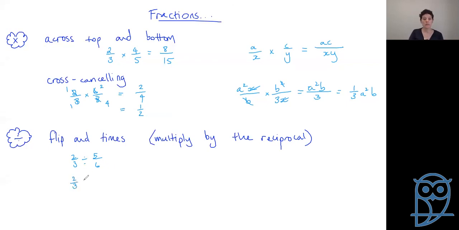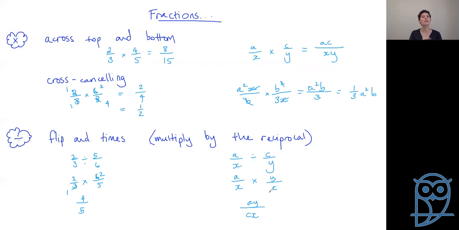So 2/3 times 6 over 5. Now in multiplying, we can cross cancel. 1, 3, 2 3s. 2 times 2 is 4 over 1 times 5 is 5. Exactly the same rules when it comes to algebraic fractions. If we have a over x divided by c over y, this is exactly the same as a over x times y over c. Okay, as soon as you change to a multiplication, you flip that second fraction. You get the reciprocal. Okay, a times y on the top over x times c, cx.